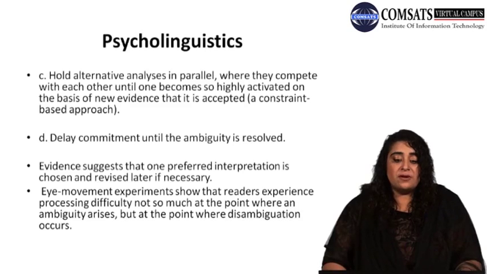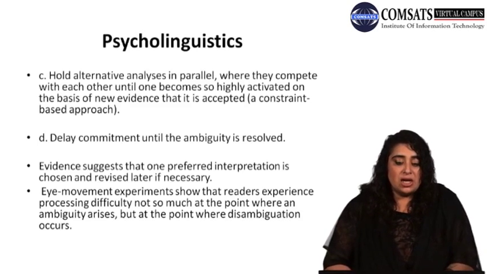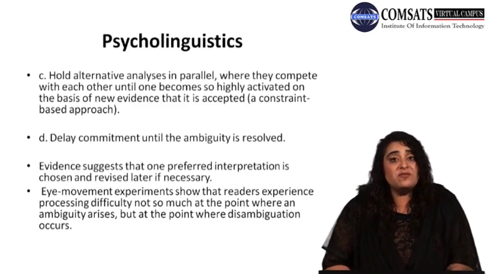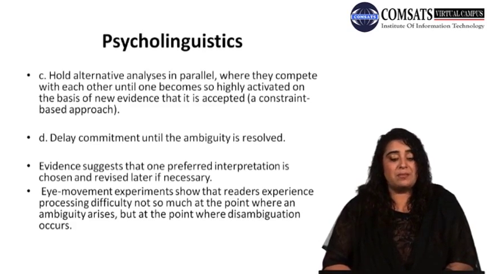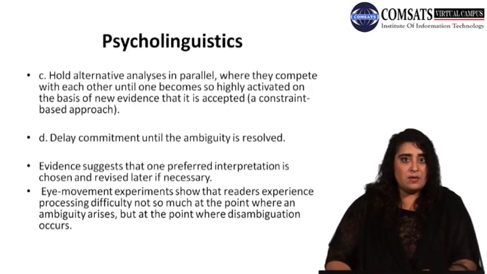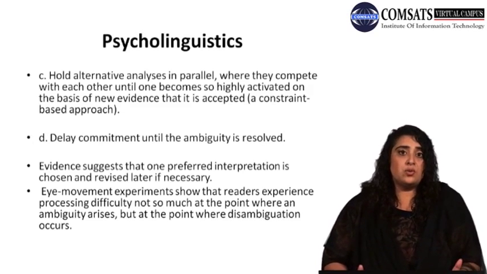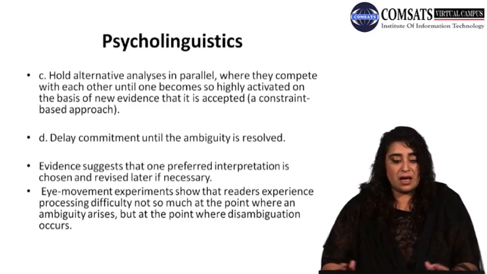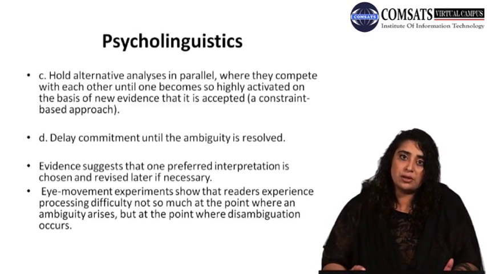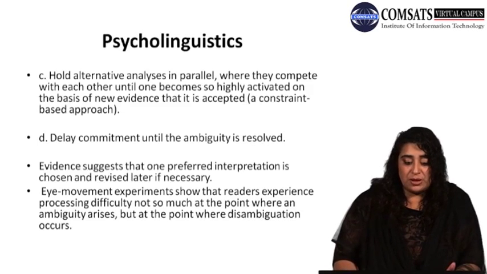So evidence suggests that one preferred interpretation is chosen and revised later if necessary. So evidence does suggest that one way of interpreting or translating it is chosen and revised later if it's necessary for us. Now, eye movement experiments show that readers experience processing difficulty not so much at the point where an ambiguity arises, but at the point where disambiguation occurs. So if we experiment with eye movement, at the point of ambiguity the reader won't find it difficult. But at the point of disambiguation, the eye movement may show that we're going back to the same word. So those experiments could reveal that.